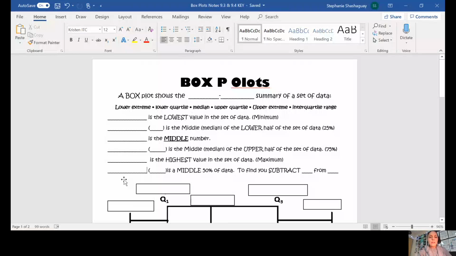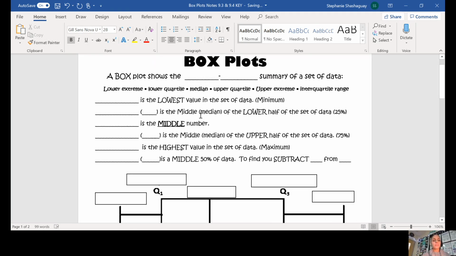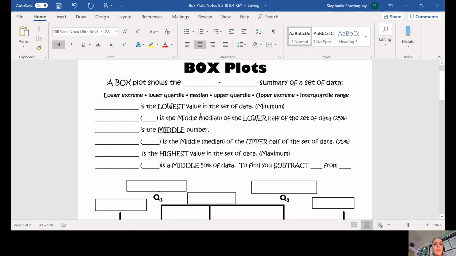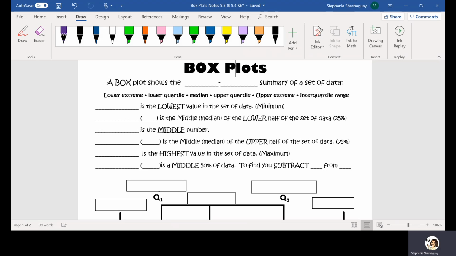So here are our box plot notes, and I can see while I was playing around I added an extra letter there. All right. So a box plot shows the 5-point summary of a set of data. So we've been talking about data all week with histograms and dot plots, and now we're talking about box plots. So it's just a 5-point summary of data that's been provided to us.